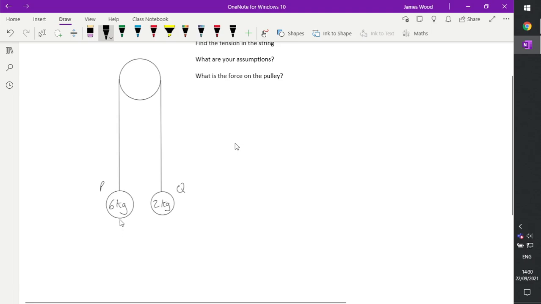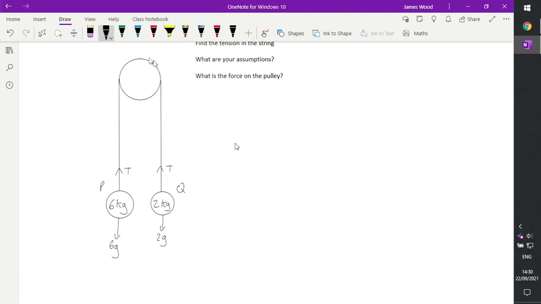So I've got the weight, let's put the weight on here, of 6g. There will also be a weight here of 2g. There's also going to be some tension in the string. The tension in the string here is going to be upwards. I'm just going to label it as T, because the tension in the string is stopping this object falling to the ground. So therefore it must be upwards. It's the same on the other side. The string stops the object falling to the ground, so T is also going to be upwards here.